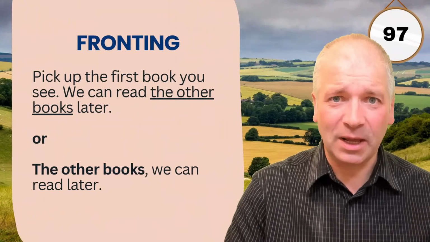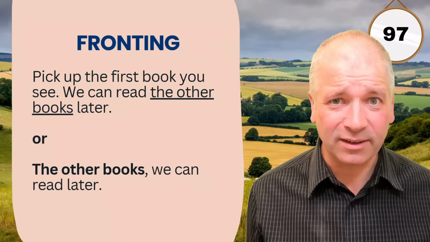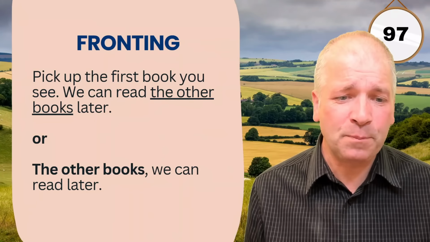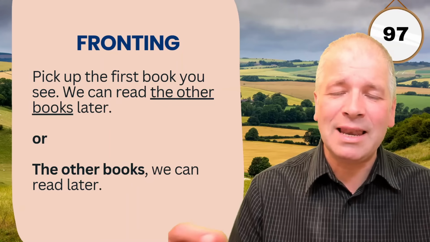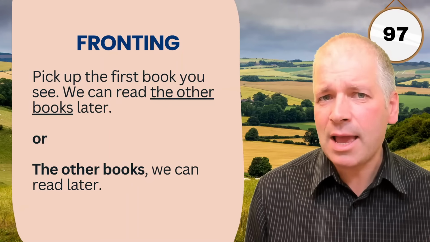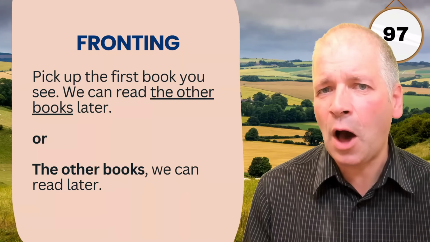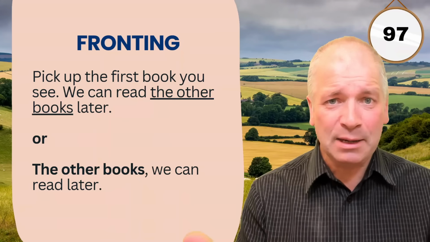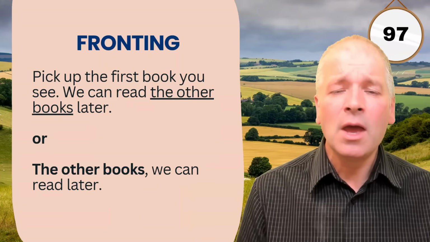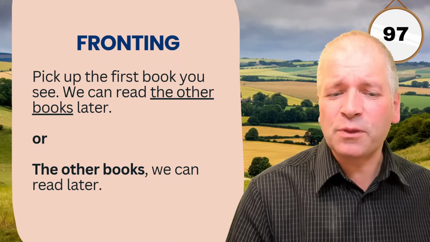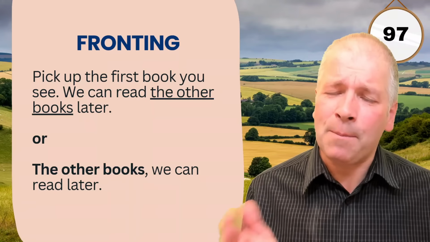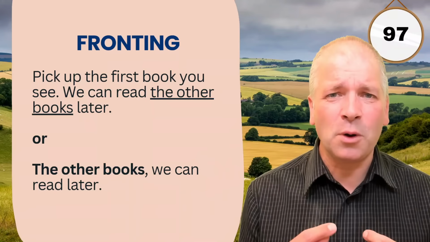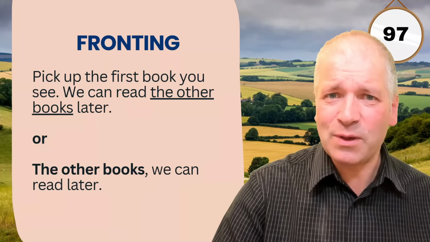Next, fronting. Here's a typical sentence. Pick up the first book you see, and then another sentence, we could read the other books later. But let's say I want to emphasize the other books. If I'm doing that in speech, not in writing, then I can put the other books at the front. The other books we can read later. It puts the other books at the front of your mind. It gives them importance, and this is called fronting.